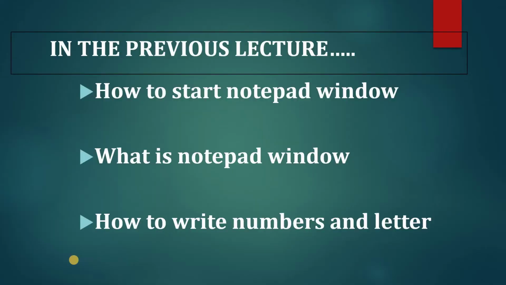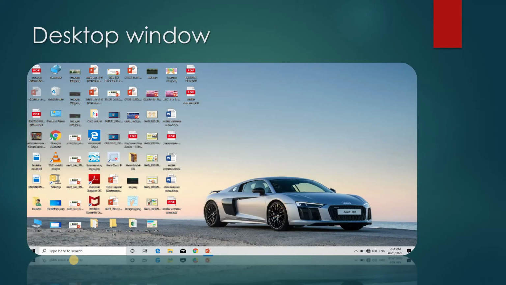See, in the previous lecture we studied how to start Notepad, what the Notepad window is and how to write numbers and letters. So, this is the first window. You can see this picture. This is the desktop picture of my laptop. This is our desktop window. The first starting window that we see on the monitor screen, we call the desktop window.